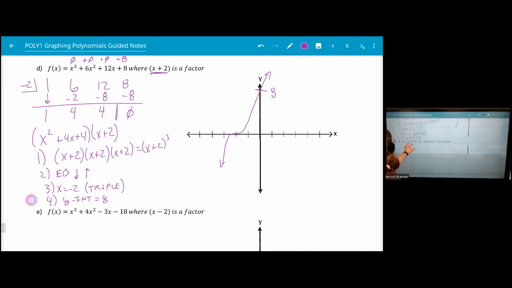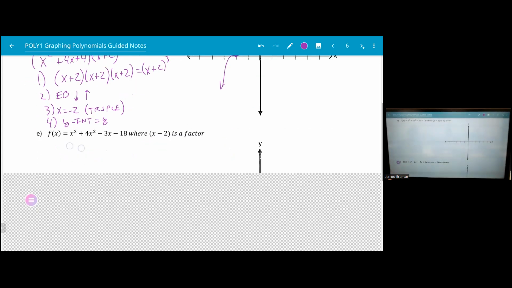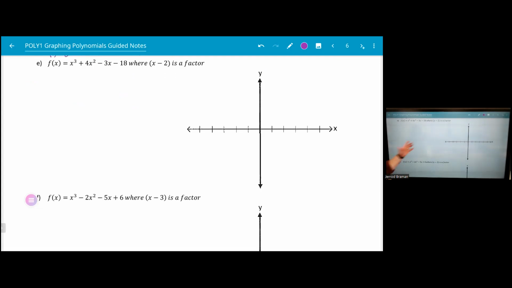I've got x cubed plus 4x squared minus 3x minus 18. X minus 2 is a factor. So we need to do some synthetic division. We set that equal to 0, so x minus 2 equals 0, x equals 2. That's our first factor, so 2 is what goes in our house. Our coefficients are 1, 4, -3, -18.